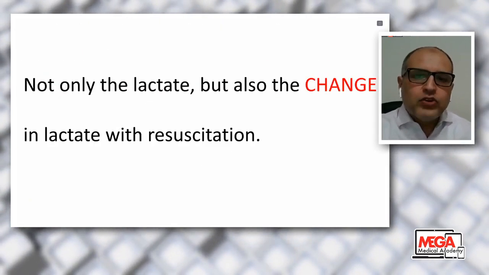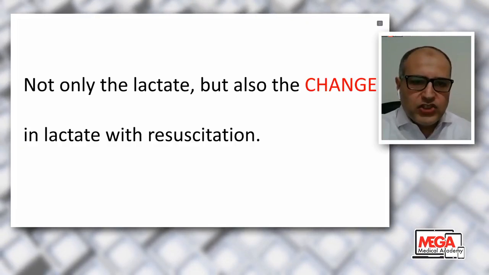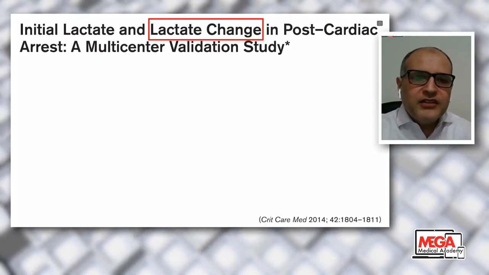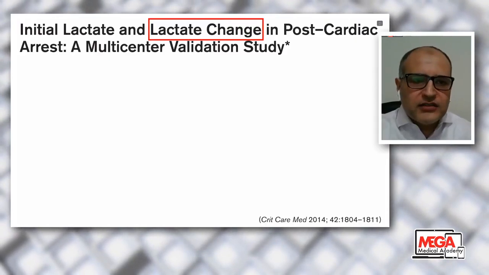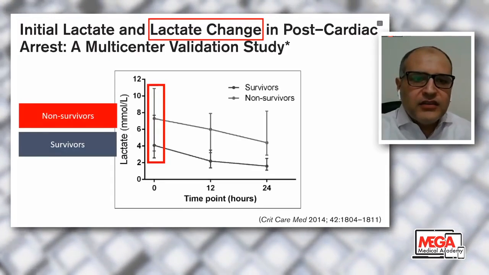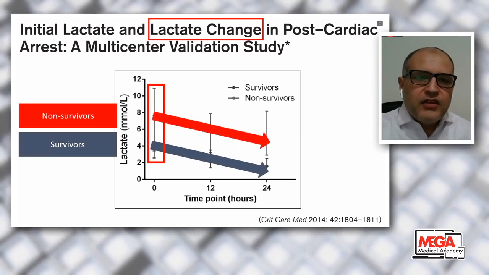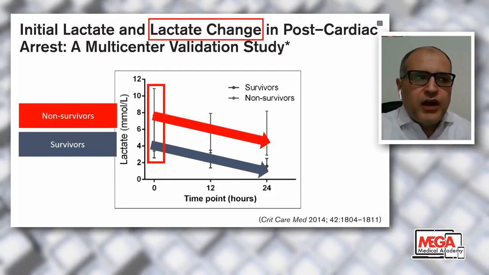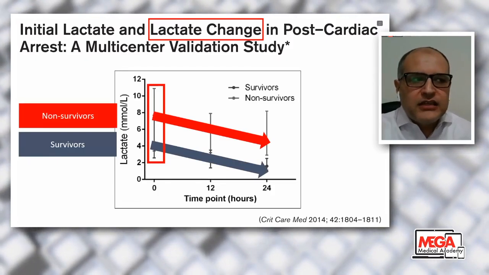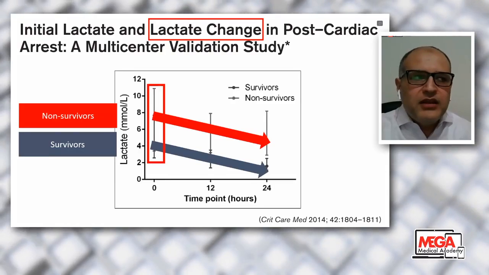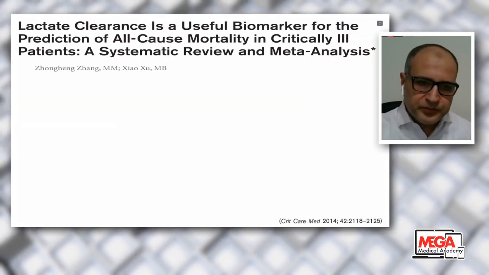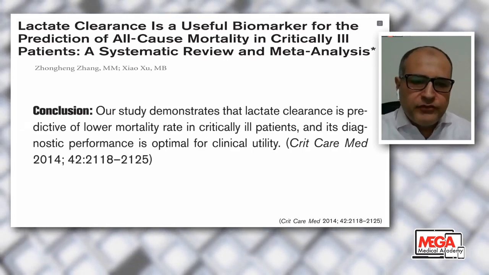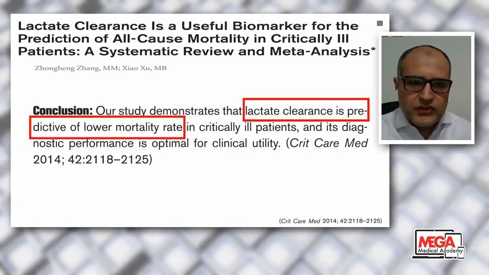Not only the lactate, but also the change in lactate with resuscitation. In this study, they evaluated the change in lactate after cardiac arrest, and they found that in the survivors, the lactate decreased more than in the non-survivors. So if I follow my patient and find that lactate is decreasing, this will tell me that my patient is better. Their conclusion was that lactate clearance is predictive of overall mortality rate in critically ill patients.